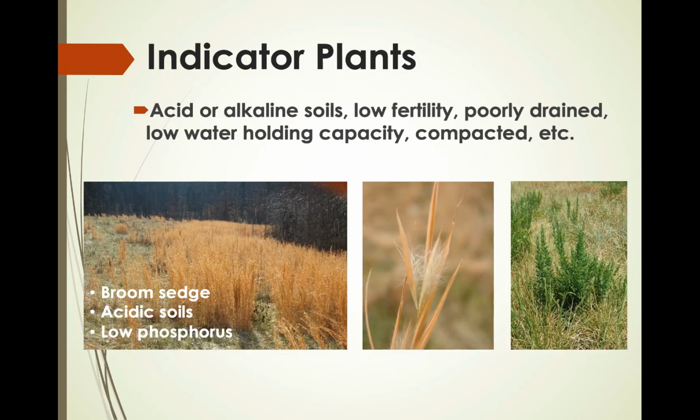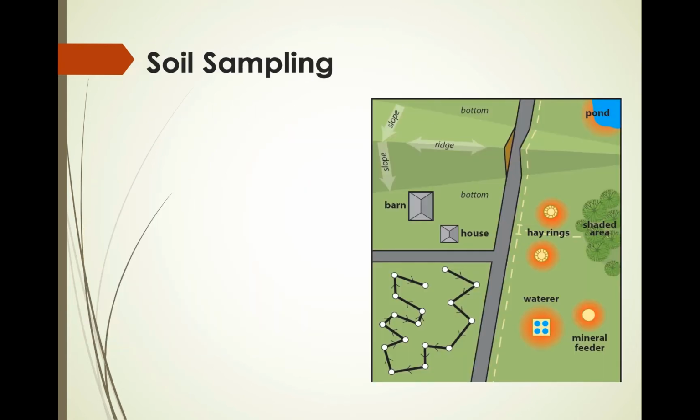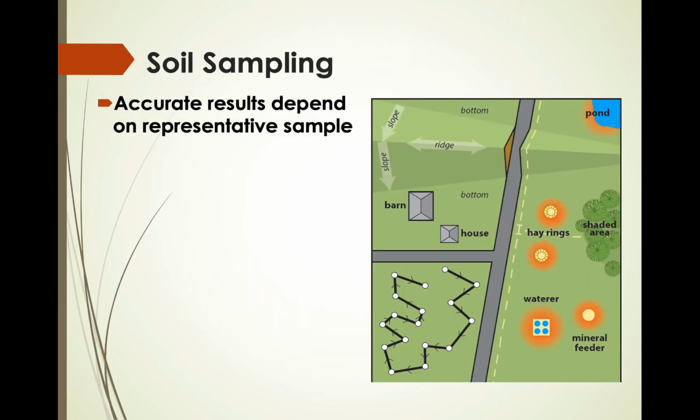A lot of people will look at plants in their hayfield and say, well, I've got some broomstraw in my hayfield, so that means I need lime. Well, maybe, but not always. It could be phosphorus or it could be potash also. The only way to really know is to get a soil sample. And getting a good soil sample is really important because it needs to be representative of the soil in that field so that we can make a good soil test recommendation.